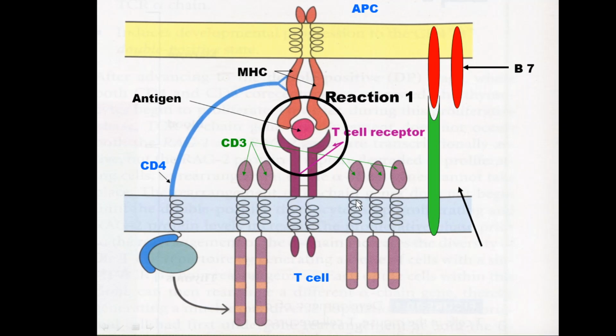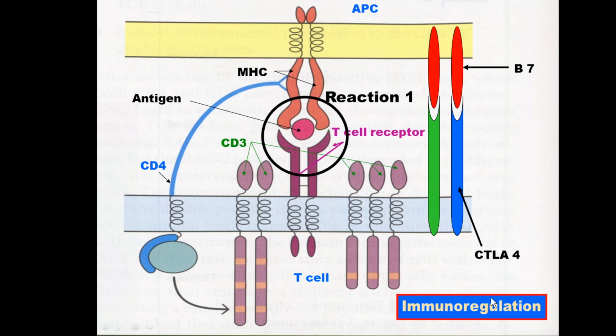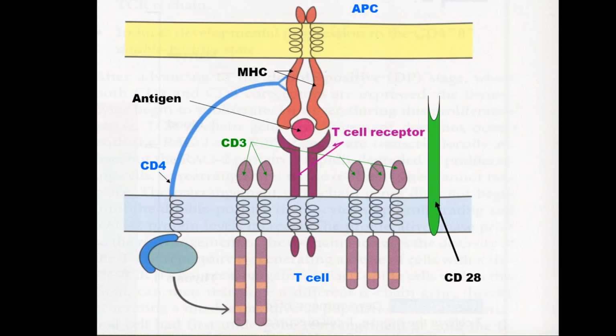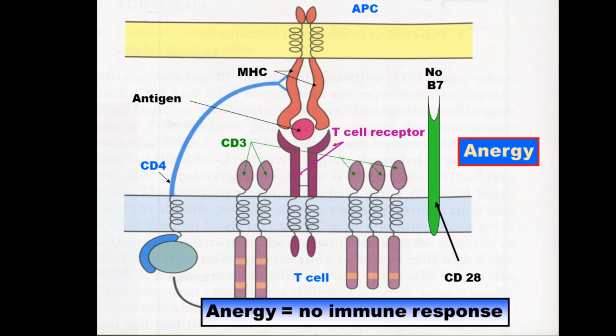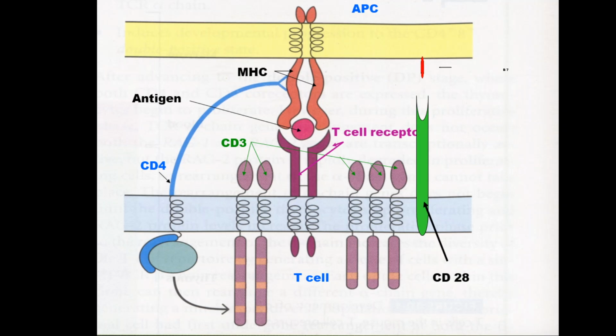If instead of CD28 there is presence of CTLA4, it means immunoregulation. If there is lack of B7, it is called anergy, that means no immune response. If there is lack of CTLA4, if CTLA4 is absent, it means no immune regulation.